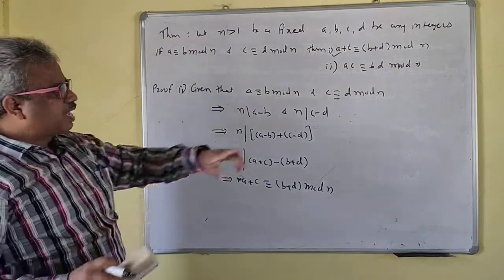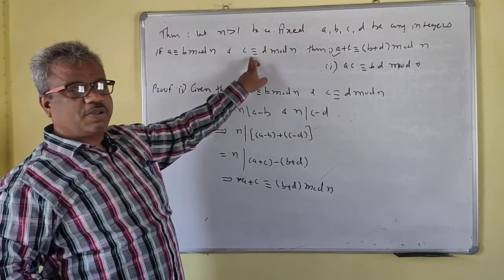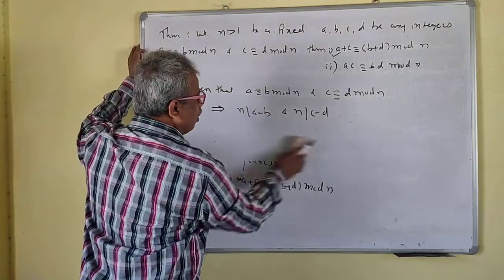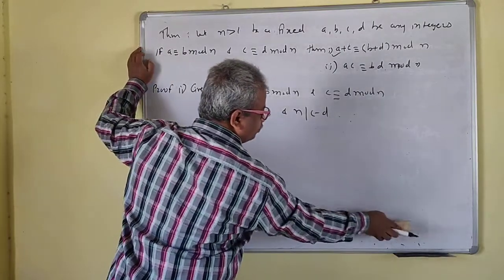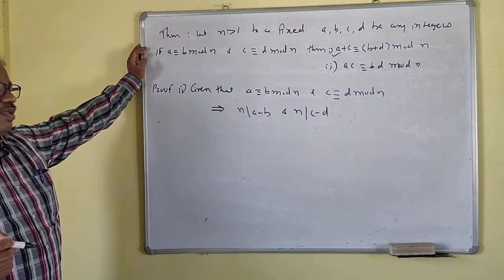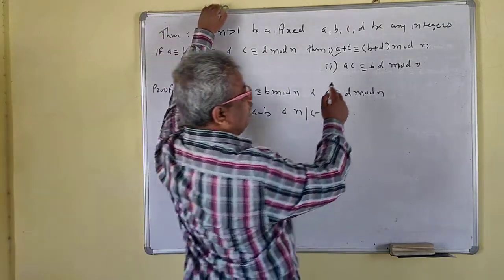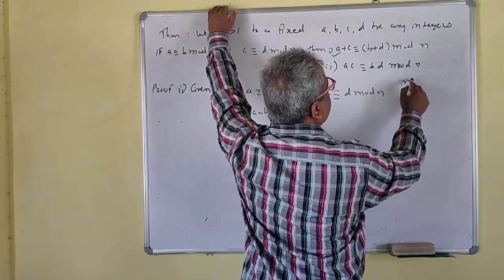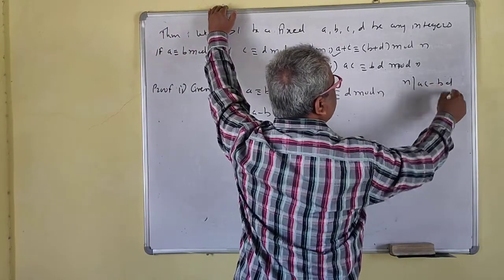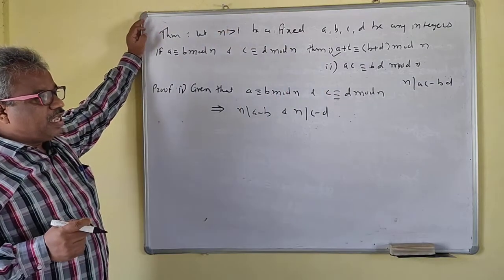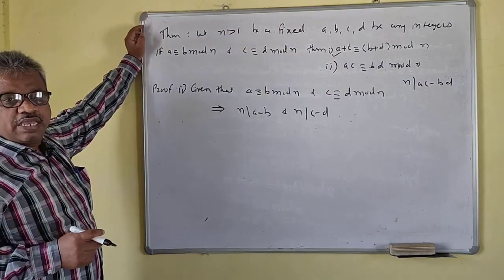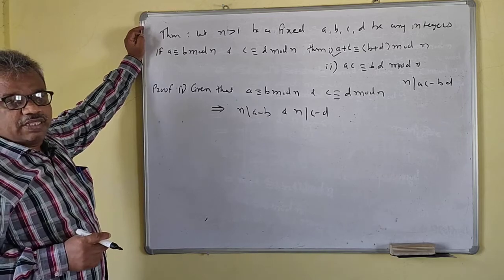What do we have to prove for the second one? What are we given? a is congruent to b mod n, and c is congruent to d mod n. We are given this, so up to this it will be the same. What we have to prove is that ac is congruent to bd mod n. That means n divides ac minus bd, that is, ac minus bd is an integral multiple of n. That we have to prove.